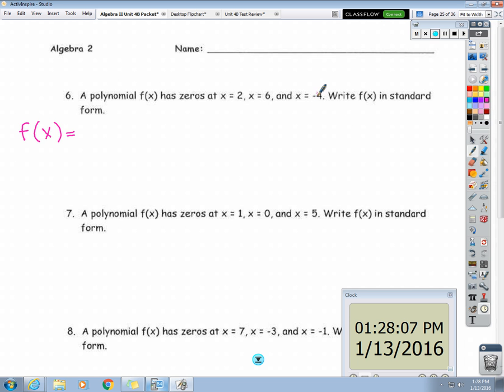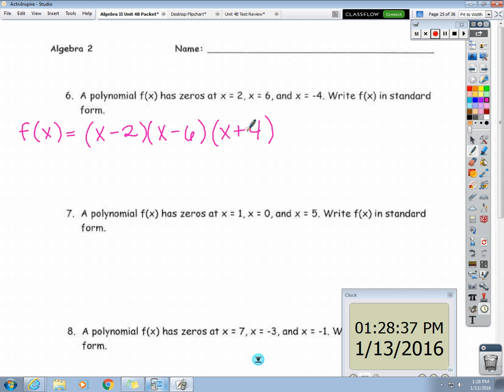So if the zero is at positive 2, how do I write that as a factor? X minus 2. And if the zero is at 6, how do I write that as a factor? X minus 6. And then what about if it's at negative 4? X plus 4. Okay, but keep in mind, they've asked you to write it in standard form. This is factored form because all three of those are factors.